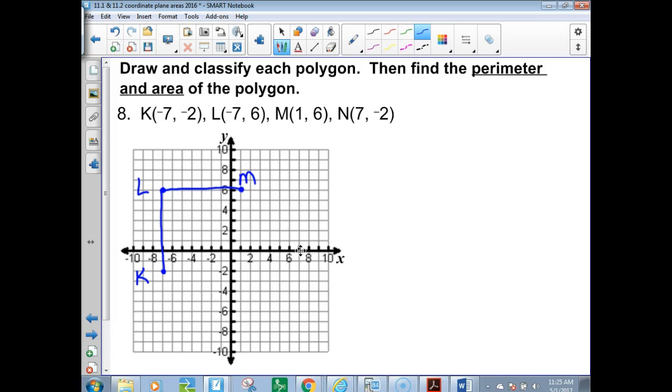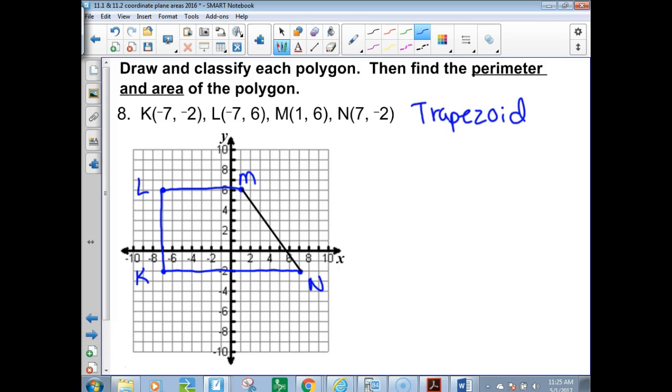And then 7, -2. Oh, at least that one's horizontal to K. And then the only slanted one we've got to find the length of is going to be MN. Oh, this is a... classify it. Okay, LM and KN have the same slope. This is a trapezoid.